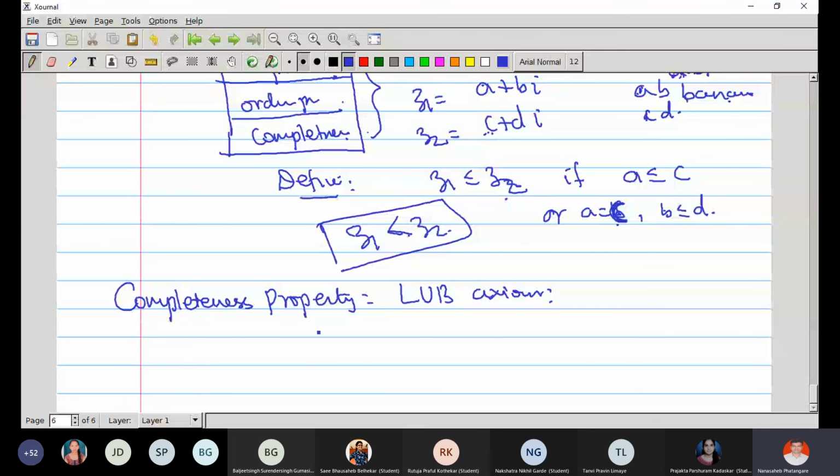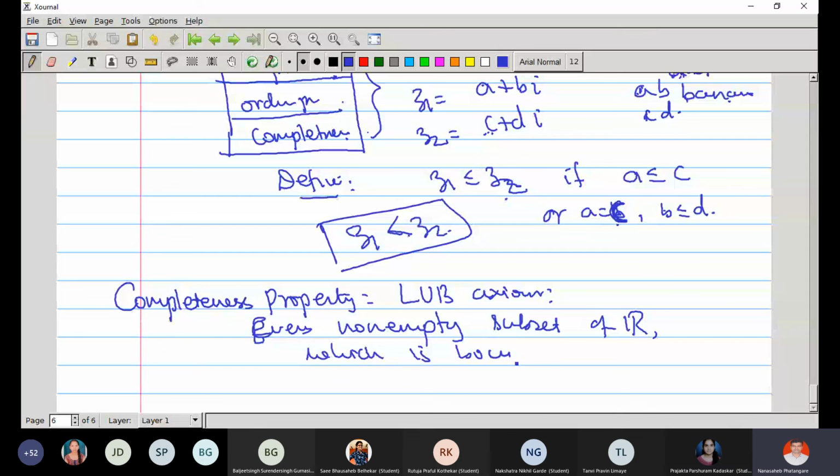Every non-empty subset of R which is bounded above has a supremum in R. Similarly, every non-empty subset of R which is bounded below has an infimum in R. So if your set is a subset of real numbers and it is non-empty, and if it is bounded above, that means it has at least one upper bound, then certainly the supremum exists in real numbers.